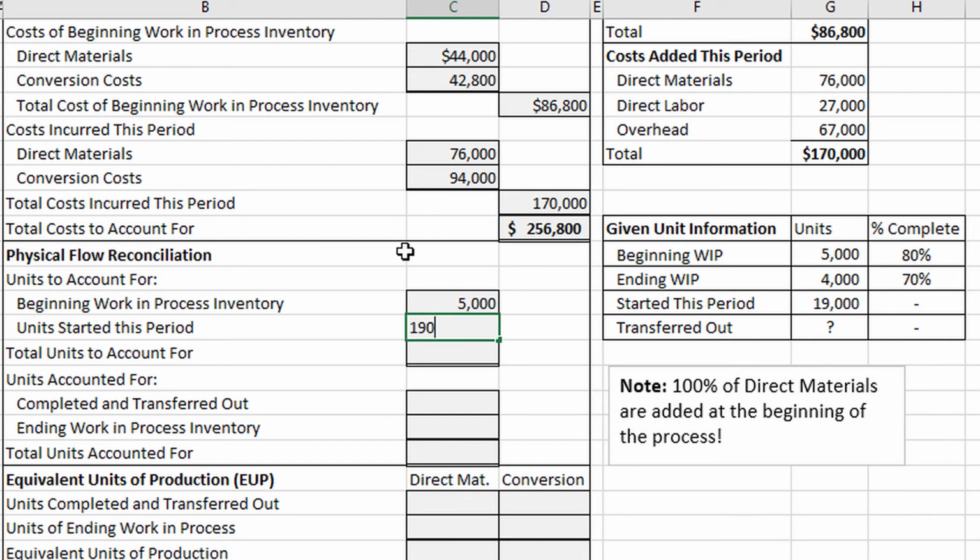So we can type that in. And the total units to account for, which are equal to the beginning work in process units plus the units started this period, are going to be 5,000 plus 19,000 equals 24,000.